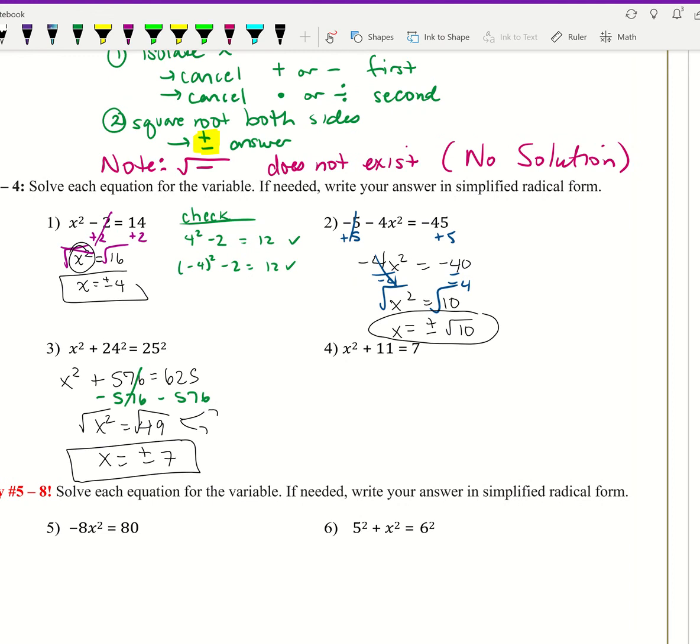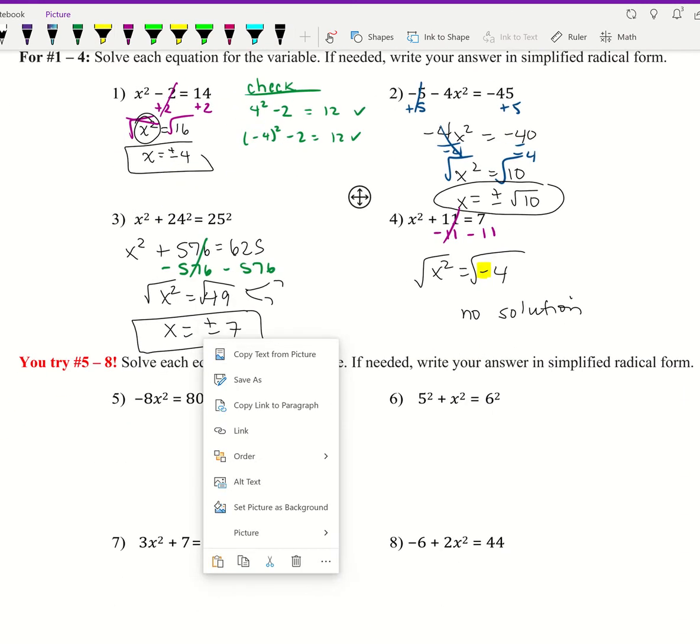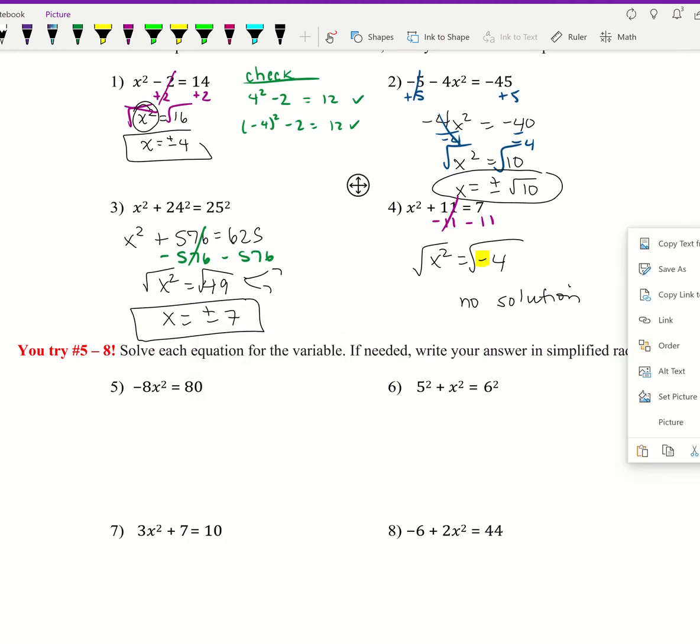Last problem is number 4 for this part, and then you'll get a chance to try it. I'm going to subtract 11 from both sides, so x squared is equal to negative 4, and I'll square root both sides. But there is no number times itself that could get you a negative, so this has no solution. That's because of the negative inside the square root. There's no real answer that times itself could get you a negative 4.